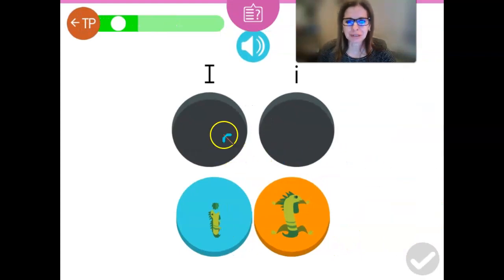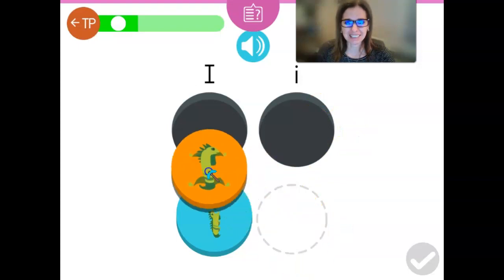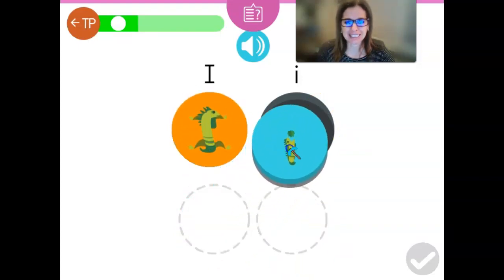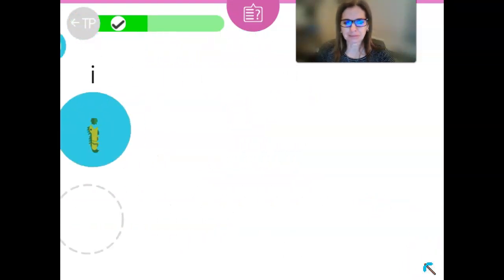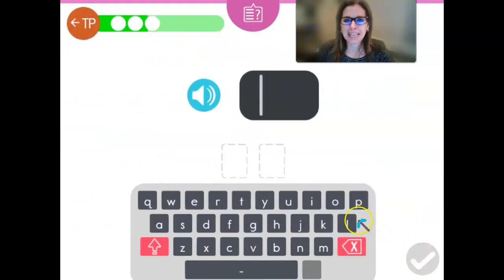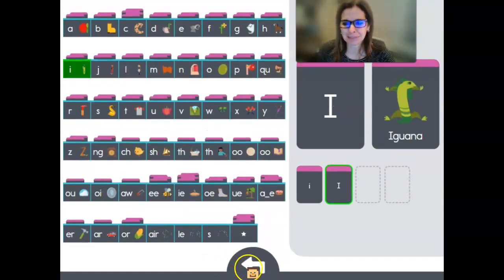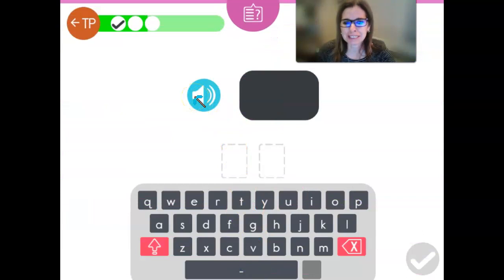Now I notice there are two spellings for the I sound. This is I as in iguana, and then this is I as in inchworm, right? And I also know there are two spellings using the keyboard for the I sound. And if I have trouble with this, I can go look in my pocket chart, can't I? At any time. I forgot what the sound was, so I can click the button again to listen.